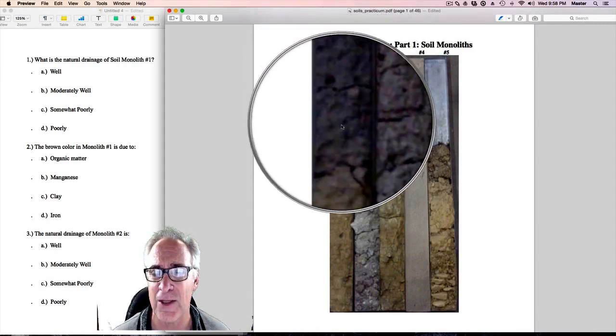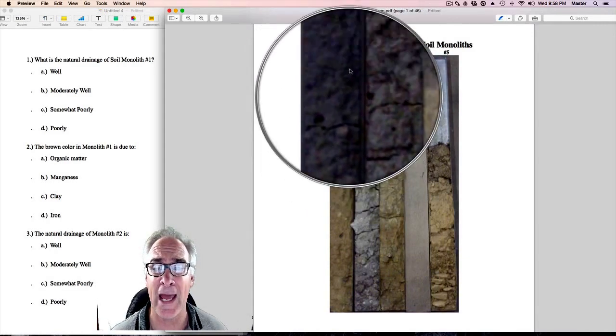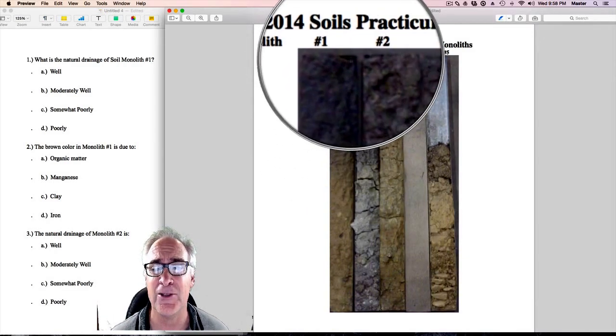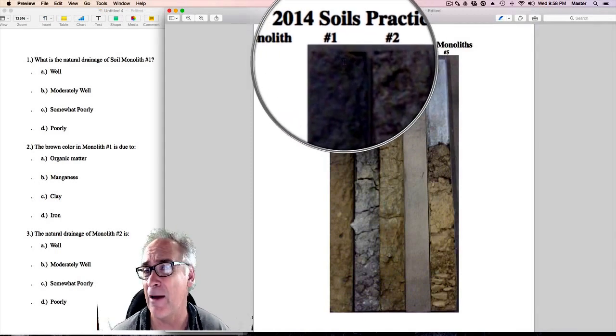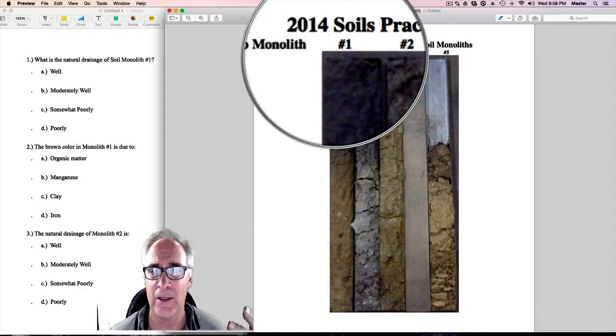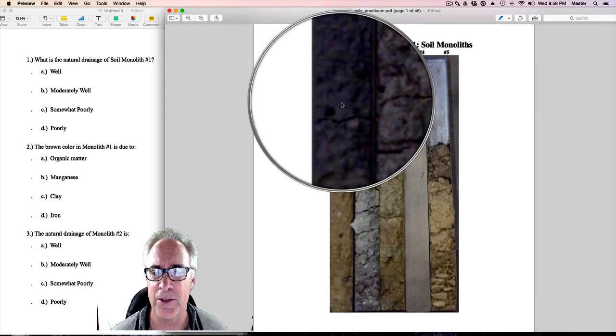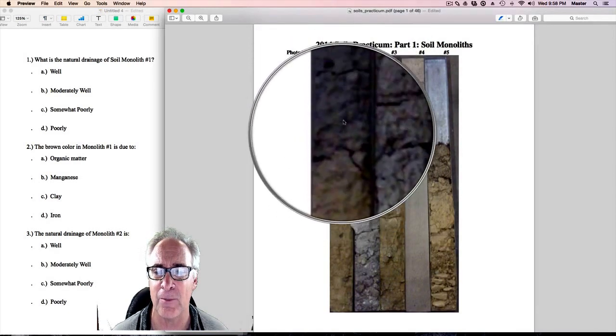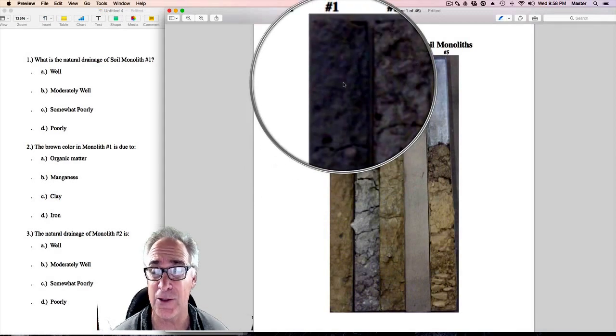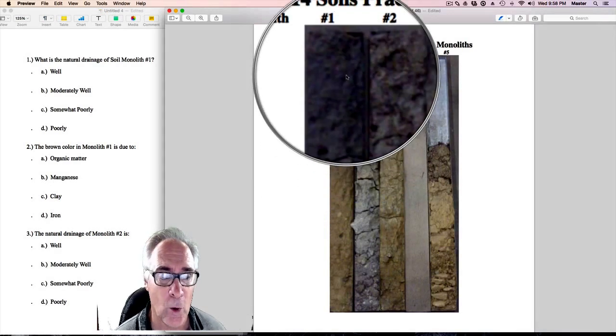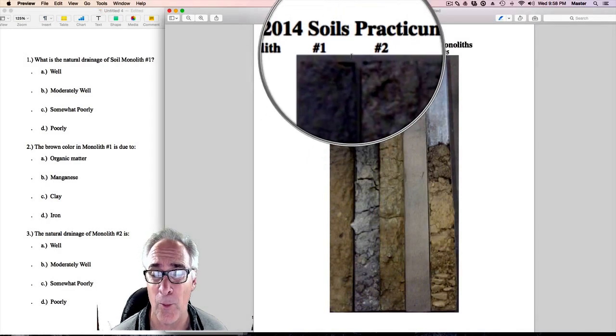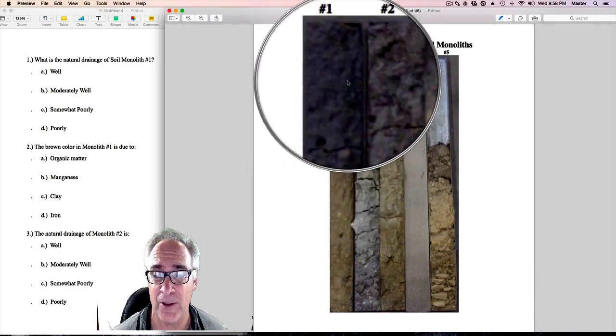All this black stuff doesn't mean organic material, because if you look at the top, you don't have any organic matter. You don't have things like grasses or leaves or roots. So this isn't really organic matter. This black or dark brown really indicates iron sulfide, or it could be iron oxyhydroxide. Either way, it's going to be some kind of iron in here.